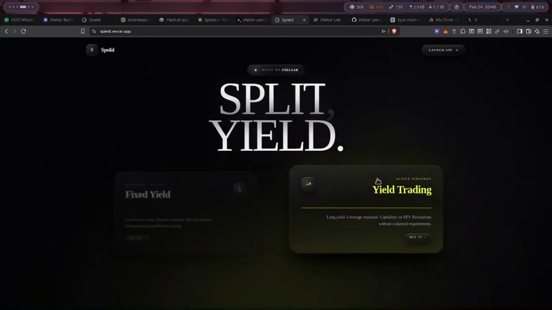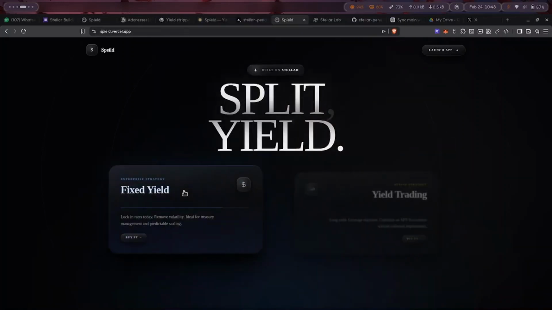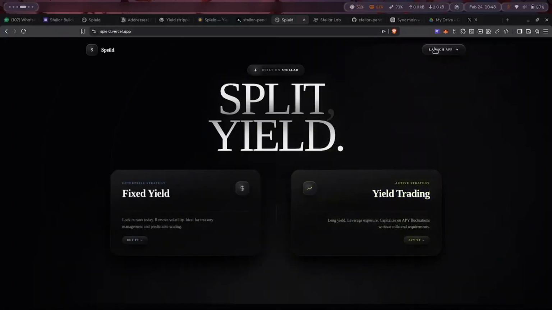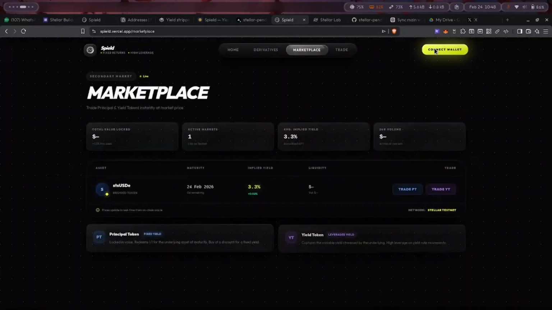So hi everyone, this is our product Spield. It's a yield stripping platform where I can split the yields from the yielding tokens. So let's just launch the app and get into it.